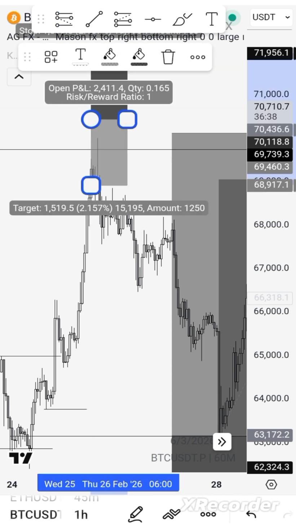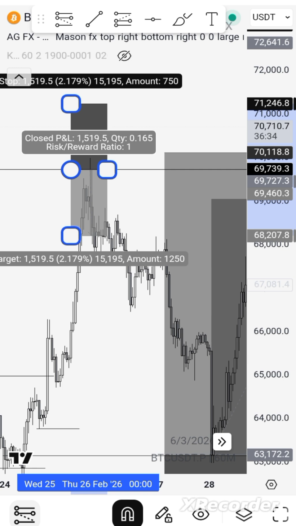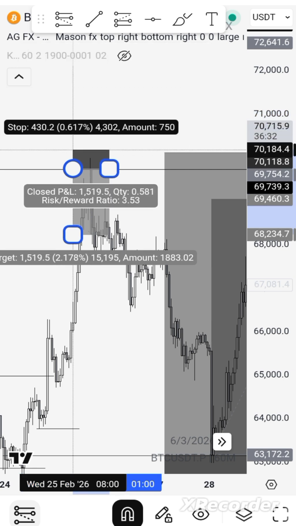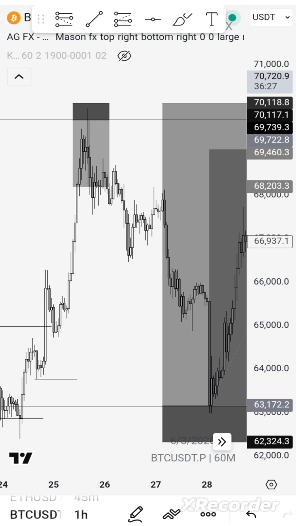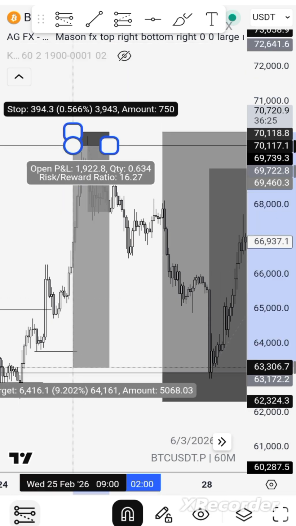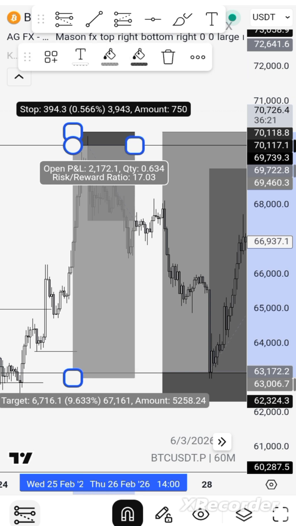So it's the same thing over and over again. Can you see? Price sold off from there, exactly at that place, exactly at that zone. Price sold off. And then boom. Price sold off. Can you see? So that's it. It's as simple as that.